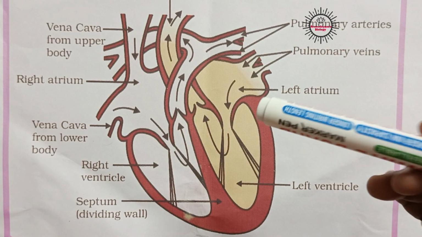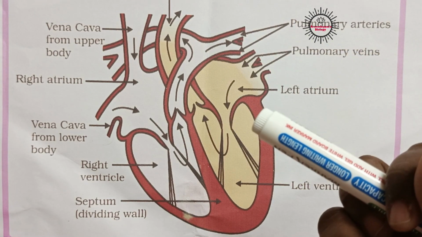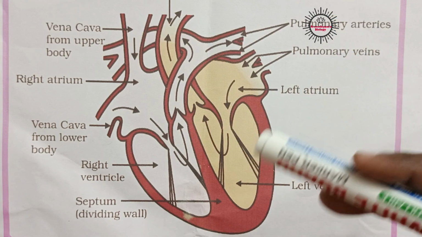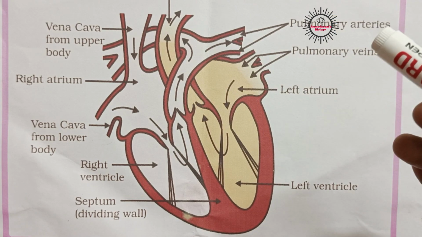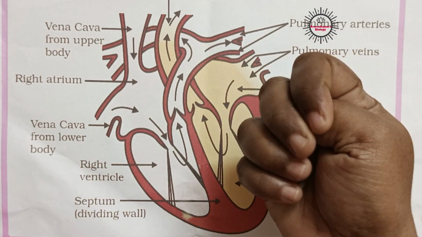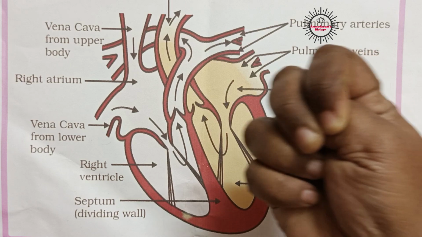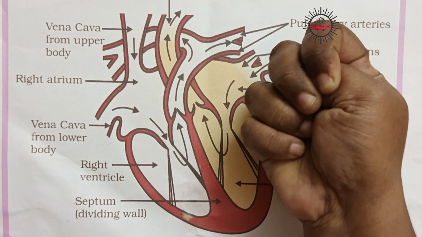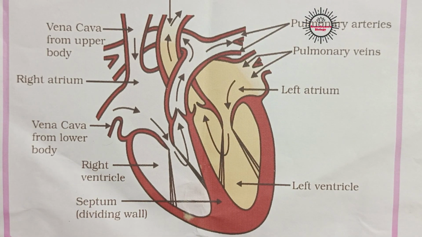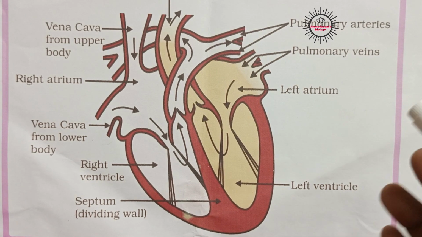Actually, it is a muscular organ made up of muscles. Because of the presence of muscles only, our heart contracts and relaxes, isn't it? So it contracts and relaxes in order to pump blood to all the parts or all the cells present in our body. Coming to the size of the heart, the heart is about the size of one's own fist. So this is our fist, and this is the size of my heart. The size of the heart varies from one person to another, as big as their own fist.